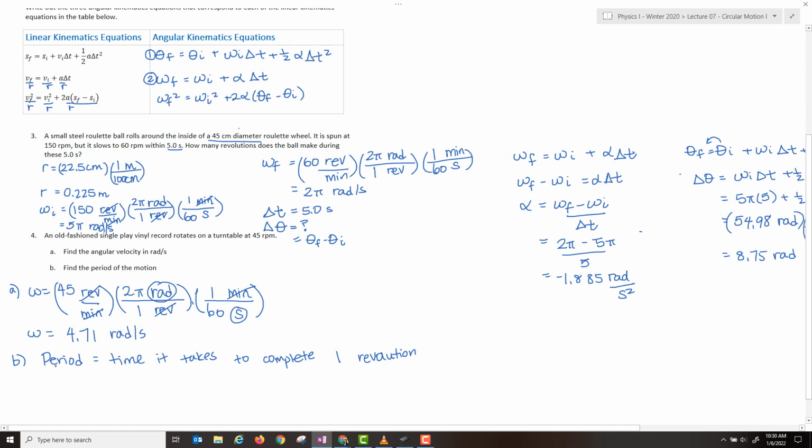Okay, so my symbol for period is a capital T. Period is capital T. And instead of writing 4.71 radians per second, I'm going to write 4.71 radians over seconds that way. So I flipped it around. So my omega, if I take the inverse or the reciprocal of omega, I get 1 over omega, and the units become seconds over radians. Okay, so that's what I'm doing here. I'm just taking the reciprocal of omega, which flips my units around.